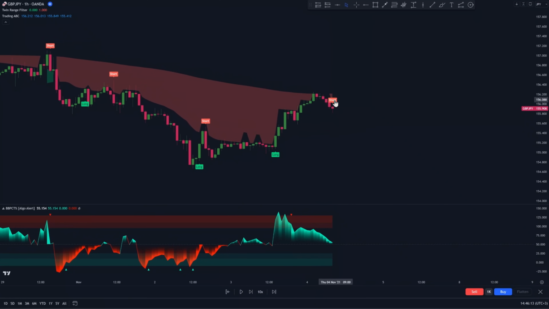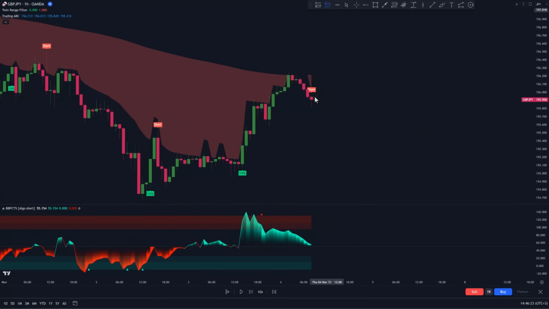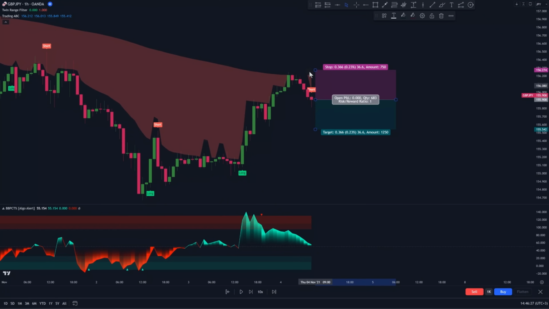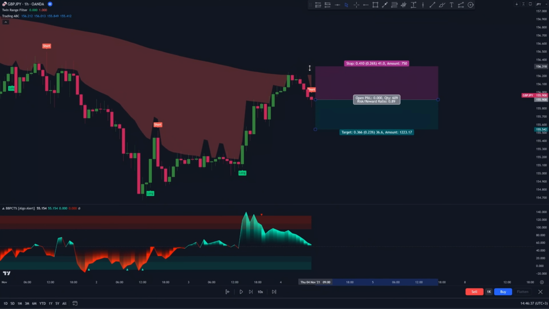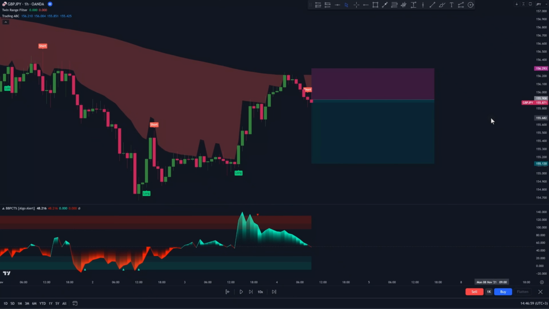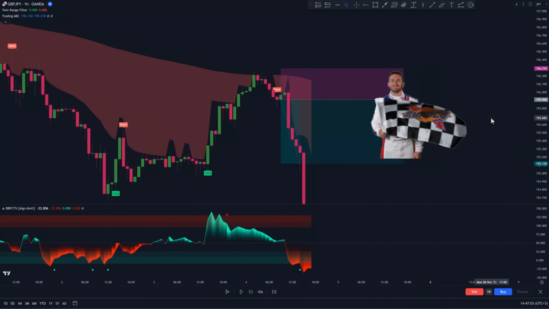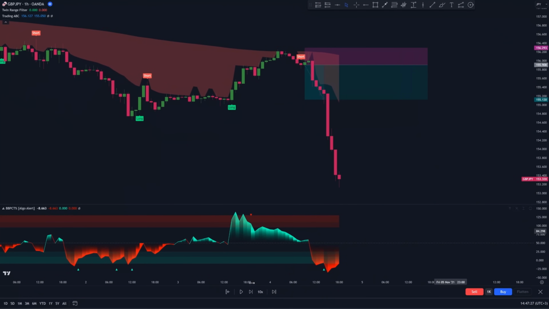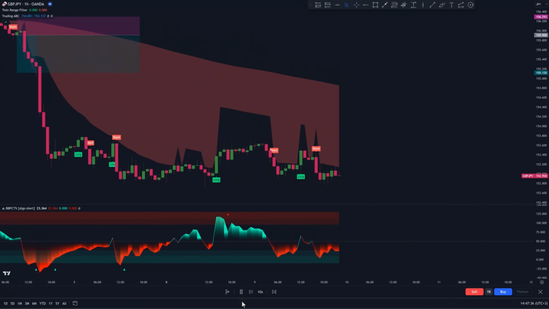All our entry conditions are met on this candle, so we're gonna enter a short trade here. The stop loss is gonna be set above the most recent swing high. And for the take profit, we're gonna set it at 2 times the risk. We let this trade run and take profit.